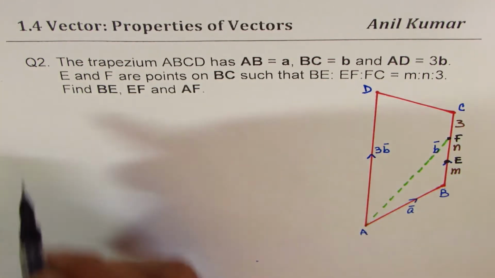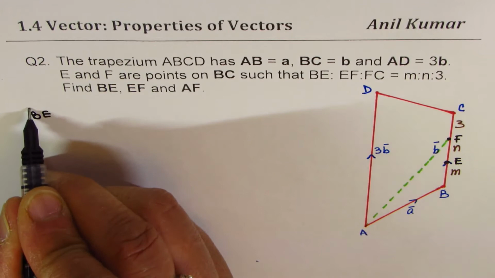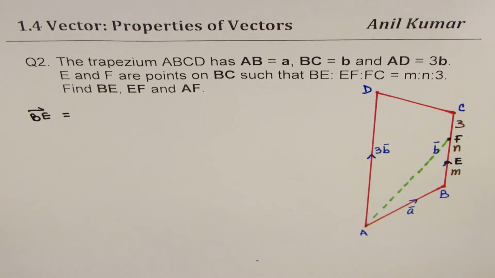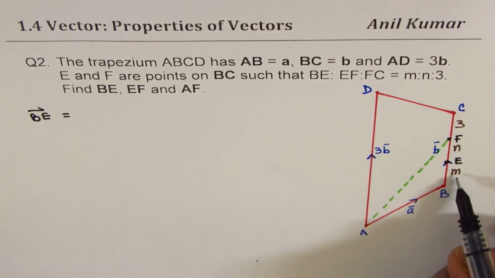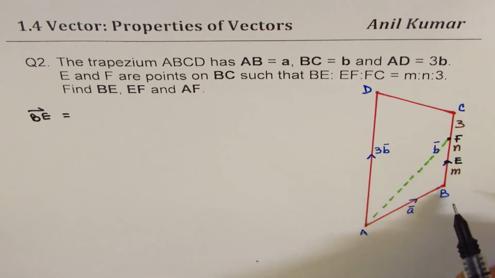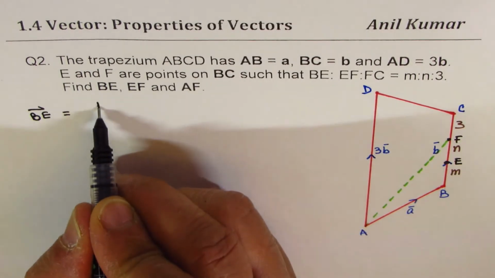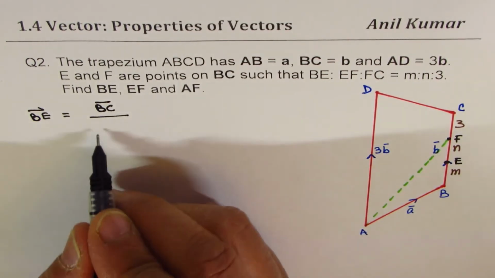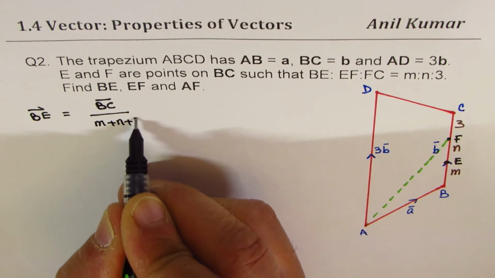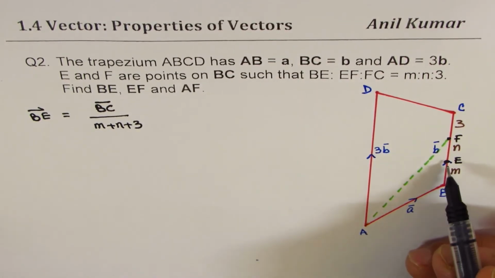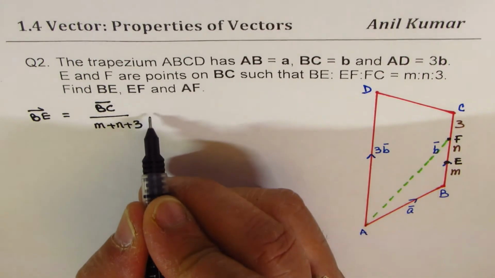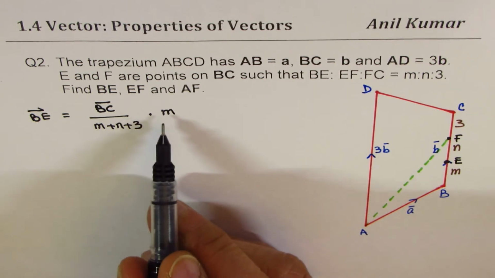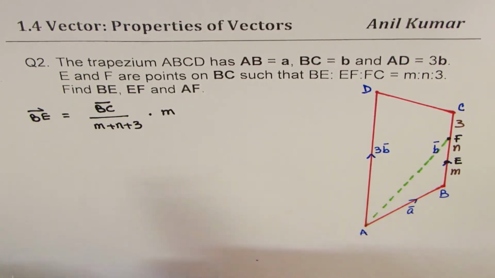Let's see what is BE. Now BE is in the same direction as BC, right? When I say that BC has been divided into this ratio, what I can do here is divide BC by the sum of these, so we get m plus n plus 3, right? Now BE is m times that ratio. Do you get it? So that is how we can get, using scalar multiple, what BE is.